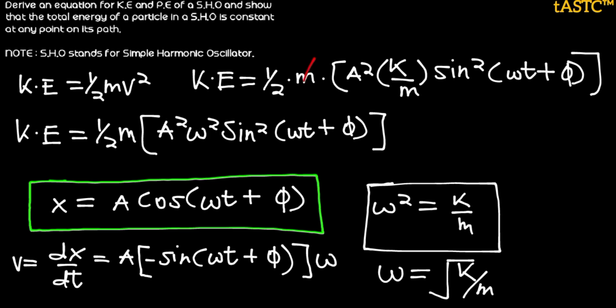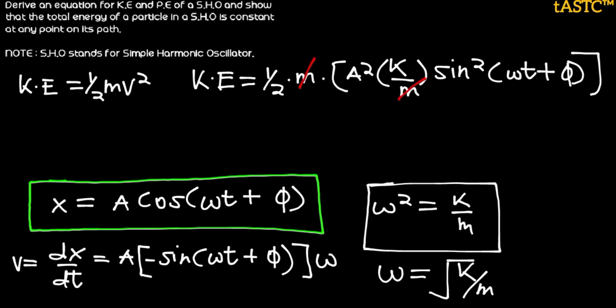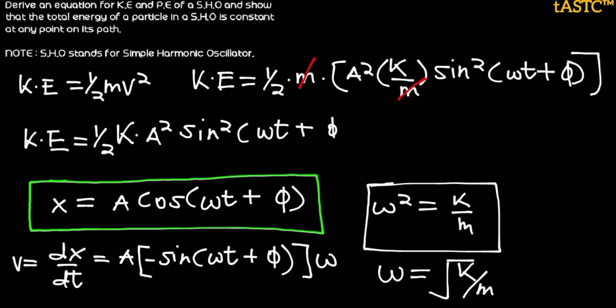Now this is obviously going to have this m cancel. So the true form of the kinetic energy should be equal to 1 over 2, k multiplied by A squared, and here we're going to have sine squared of omega t plus phi. So this is the real form of the kinetic energy.